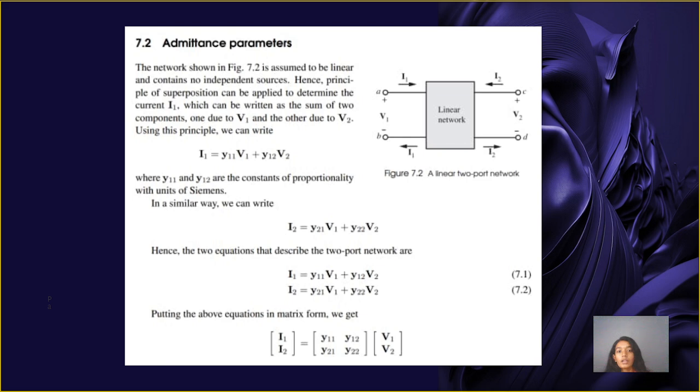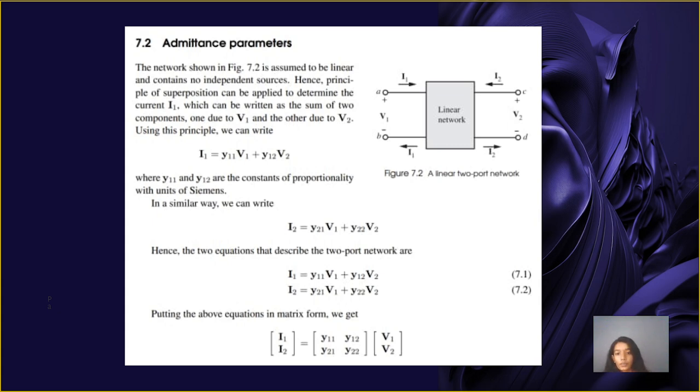Let us see about the admittance parameters in this video. The network shown in the figure is assumed to be linear and contains no independent sources. Hence, the principle of superposition can be applied to determine the current I1, which can be written as the sum of two components, one due to V1 and the other due to V2. Using this principle, we can write I1 equals Y11 V1 plus Y12 V2, where Y11 and Y12 are the constants of proportionality with units of Siemens.